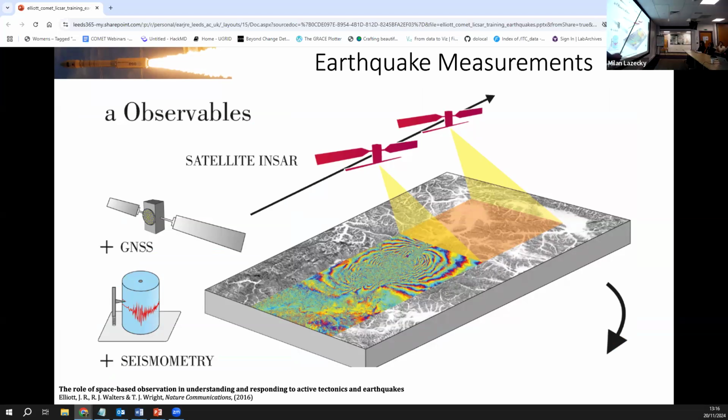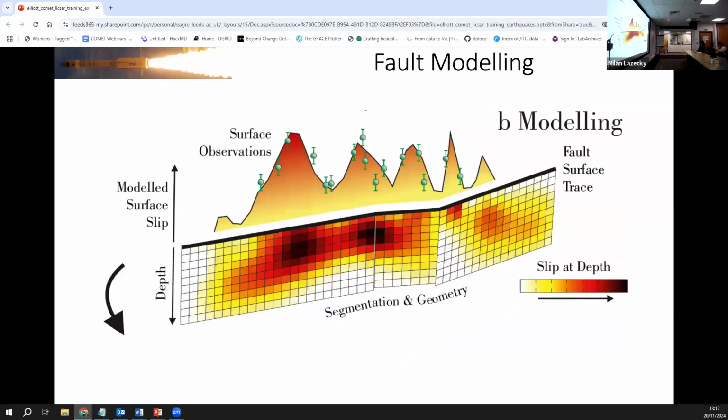So we sometimes add in some GPS data if we've got that, and seismological information as well, because this tells us a lot about space. How has the Earth deformed in space? Seismometers tell you a lot about the time rupture history of an event. So combining them together usually provides you with more complementary information.